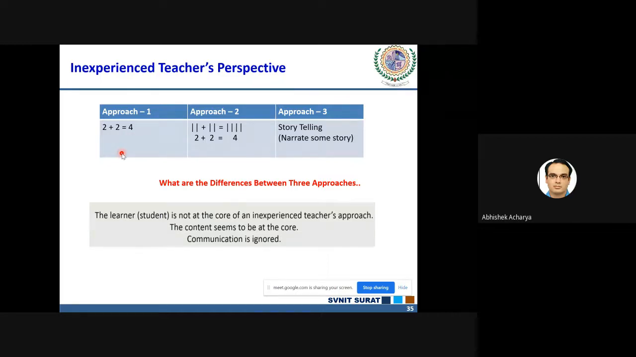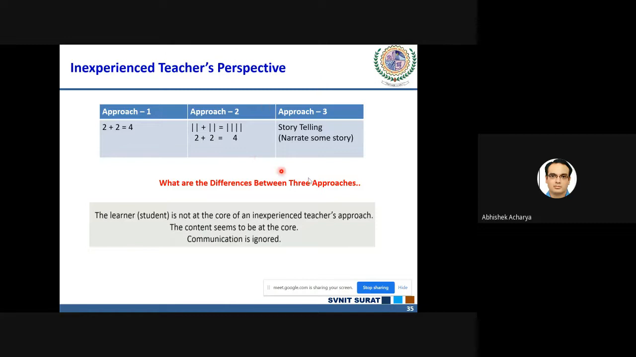So suppose teacher A is coming in the class and he is telling a student that 2 + 2 = 4. Now teacher B, the second teacher, is coming in the class and he is telling that 2 + 2 = 4. But this 2 means you can take 2 matchsticks, and you can take 2 matchsticks, and then you add all those matchsticks. So the total count will be 4. So this is one approach of explaining 2 + 2 = 4.